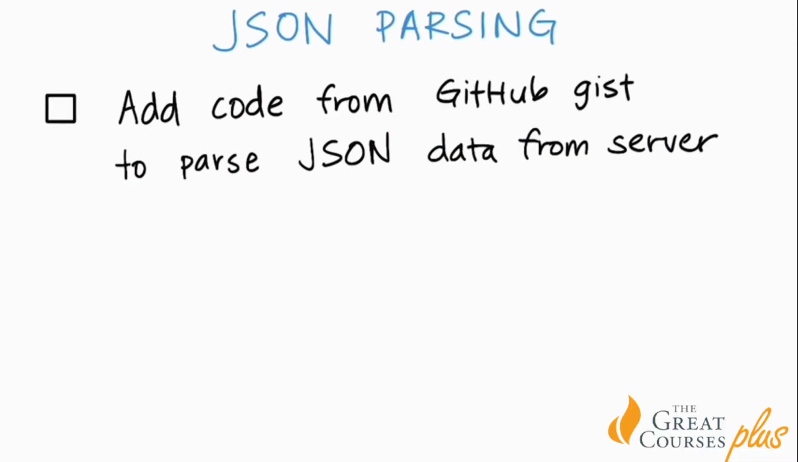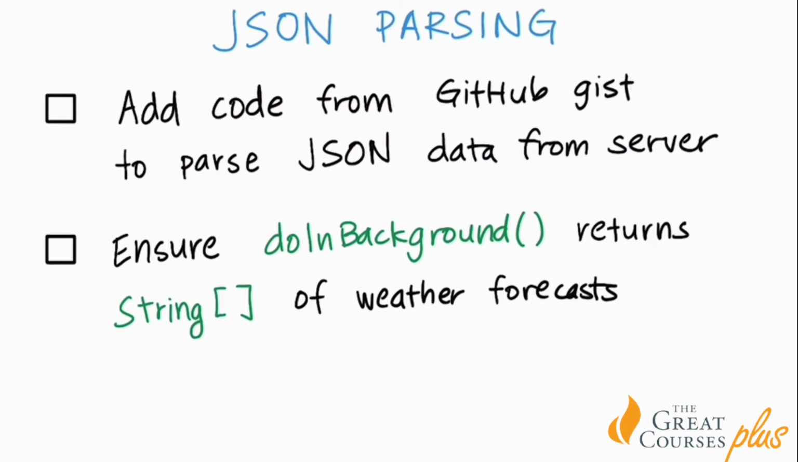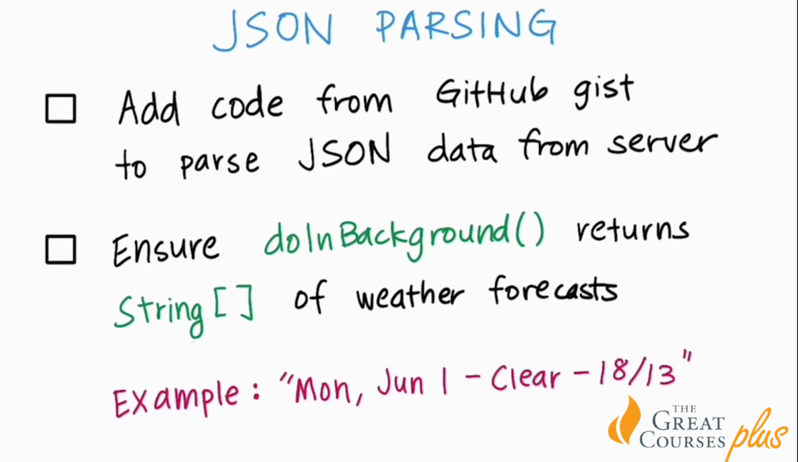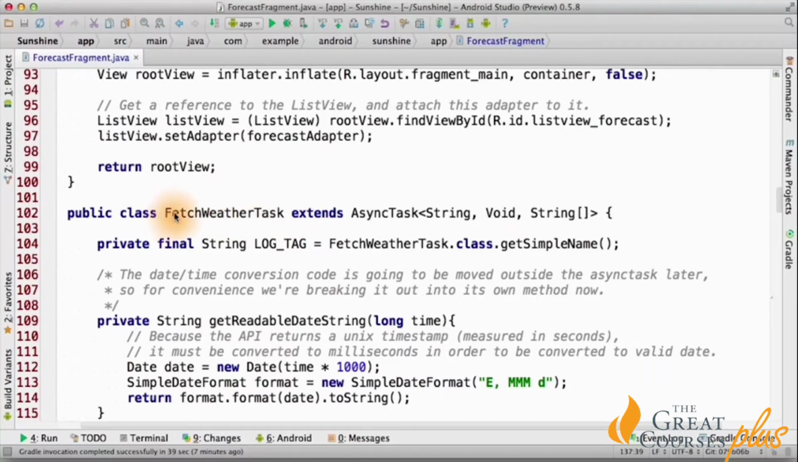Update the fetch weather task to use these helper functions, and the doInBackground method should return a string array of forecasts. You can log the output to check that the array is correct. The format of one day's forecast should look like this. We want the fetch weather task to return an array of string forecasts. That means we need to modify the return type of the AsyncTask.